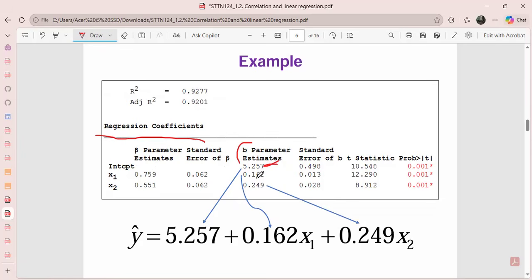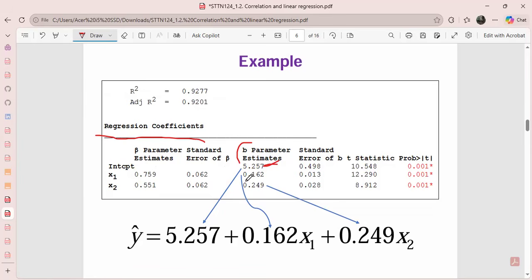Then this one of 0.162, it corresponds with what? With the x1, after the intercept. That is our B1. Remember, B1 goes with the x1. And then 0.249, it goes with what? With the x2. That is our B2. So B2 goes with x2.